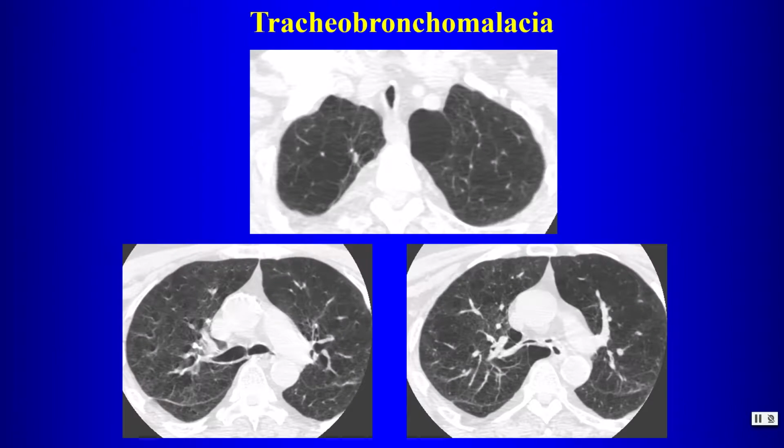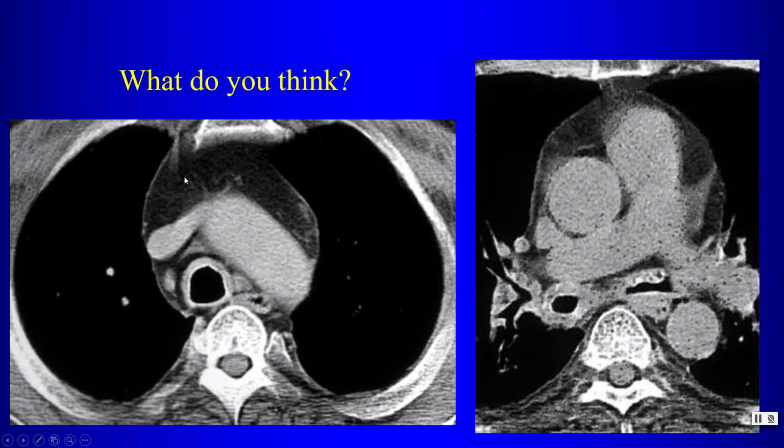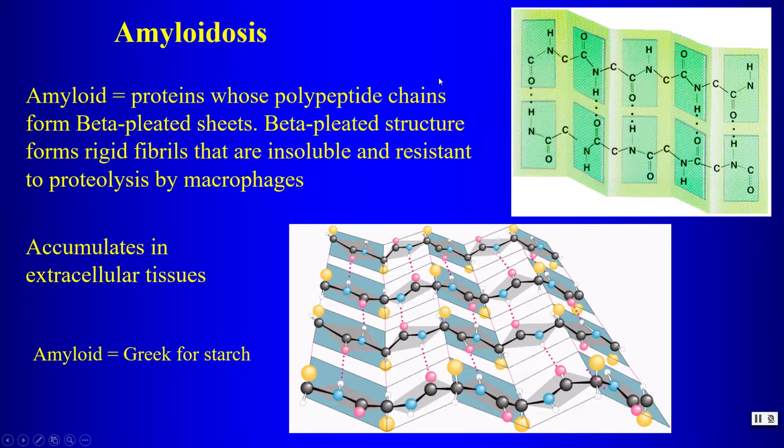So if the narrowing extends down to the main stem bronchi, or the disease extends down to the main stem bronchi, then we call it tracheobronchial papillomatosis. All right, now what about this example? We have this circumferential tracheal wall thickening, and this also extends down to the main stem bronchi. A little bit of calcification there within the wall. What could this represent? This is amyloidosis.